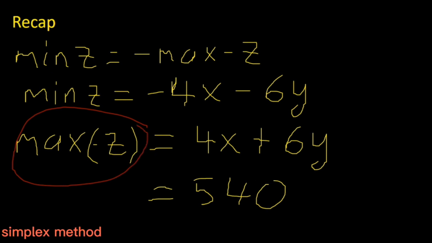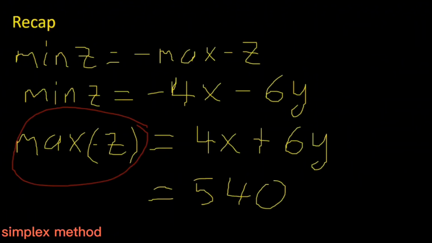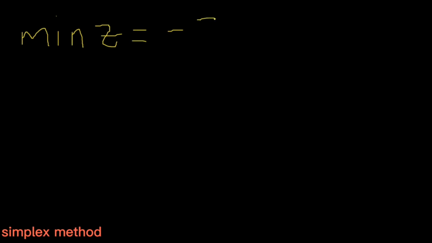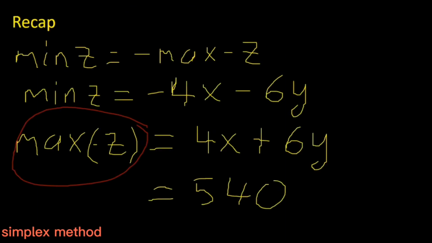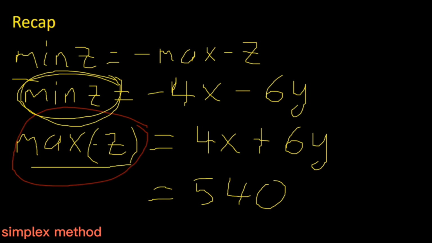Therefore, the min z is equal to what? Negative of this 540, negative 540. Okay, that is the answer. Finally, the answer. Because it's difficult in case of minimization to solve using the simplex method. That is why you have to convert first into a maximization before computing.